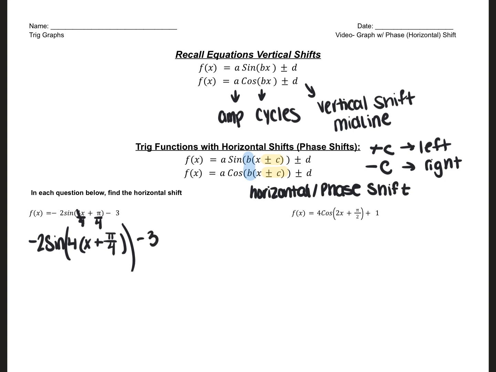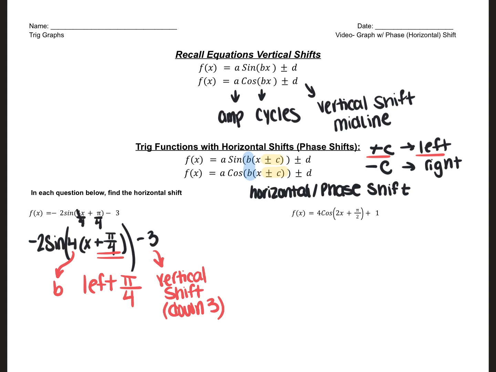So what we just found is our horizontal shift. If we look here, remember, plus means to go to the left. So if we were to write down the horizontal shift, it would be left pi over 4. This value here is still my B, and this is still my vertical shift. And then more specifically, it would be down 3. And the absolute value of A is still my amplitude. All right, let's try another one.